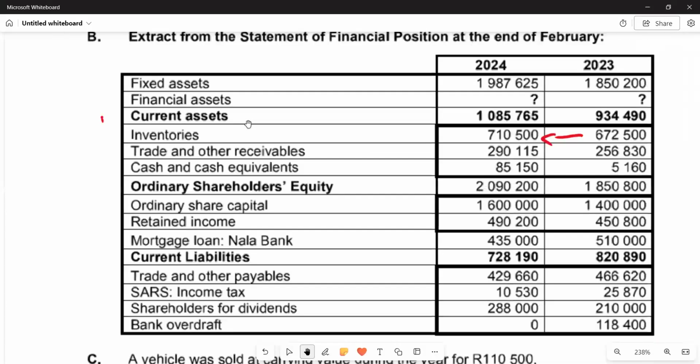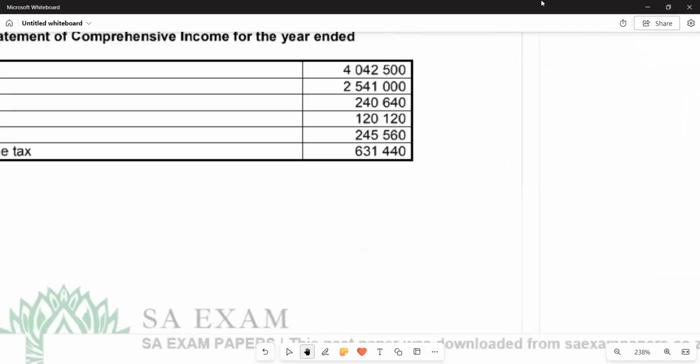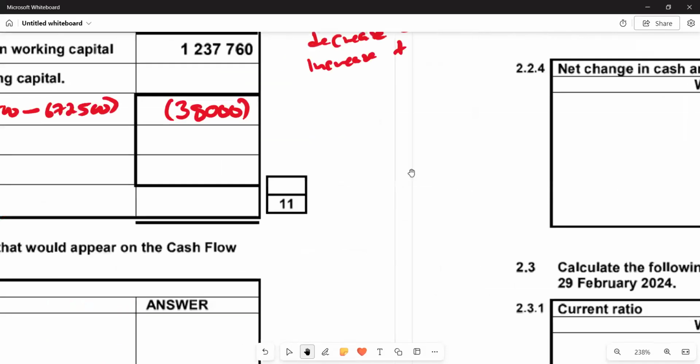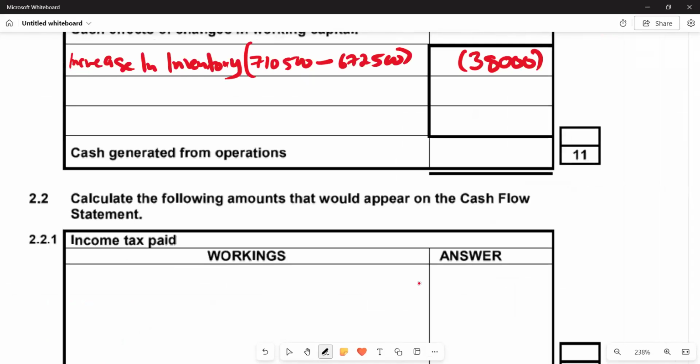Coming to our current assets, you see that the next one is trade and other receivables. We are seeing a movement from 256,830 to 290,115. So we are seeing an increase, whereby we calculate 290,115 minus 256,830. The increase again, we show it as a negative. So here you are going to say increase in trade and other receivables.